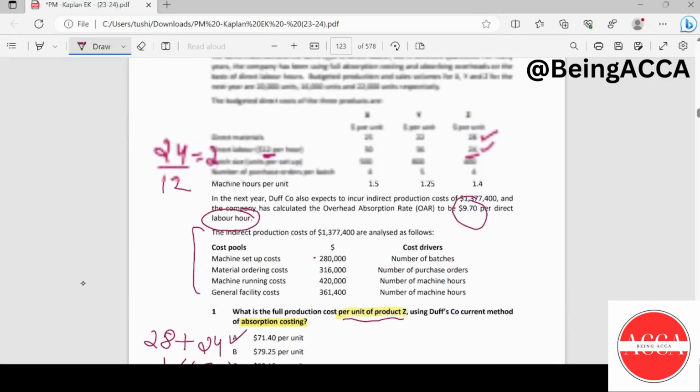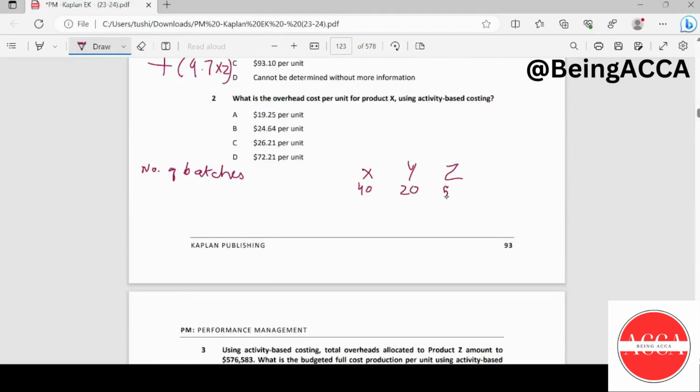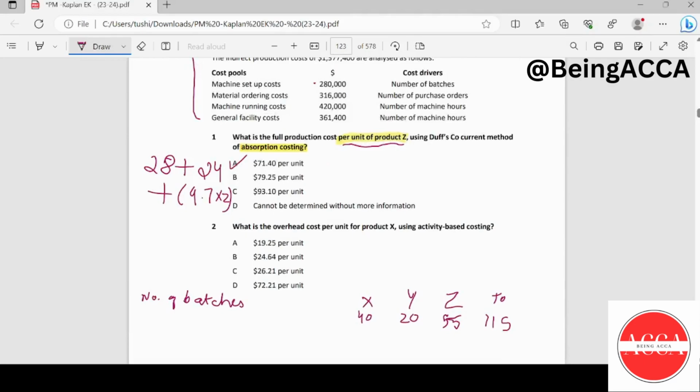And then 22,000 divided by 400 will give me 55. Right, so this is 55 right over here. Now I can see that my total number of batches will be 55 plus 20 plus 40. This is 115. 115 is the total number of batches. I am spending a total of 280,000 on machine setup costs.